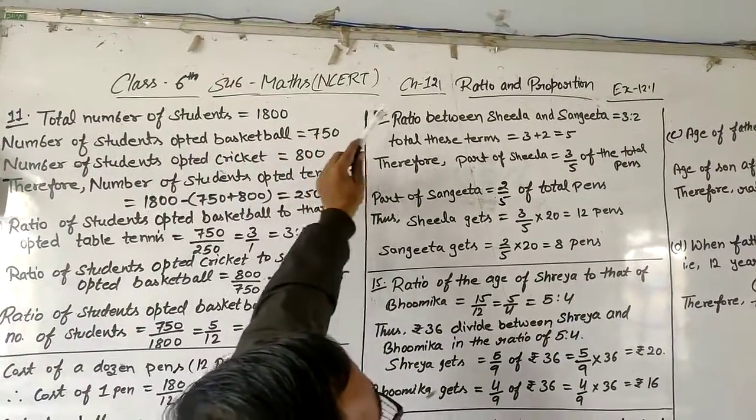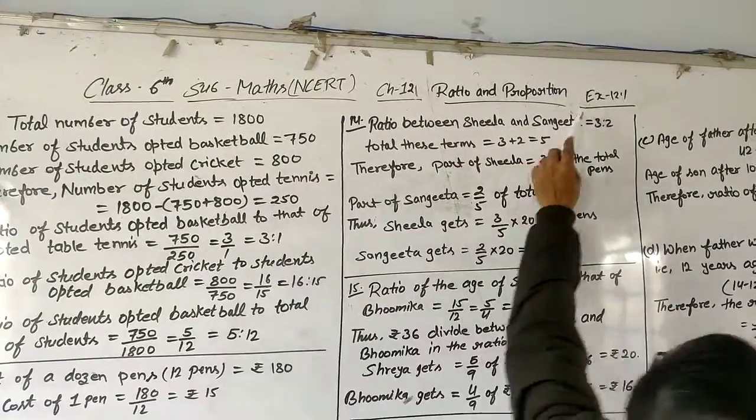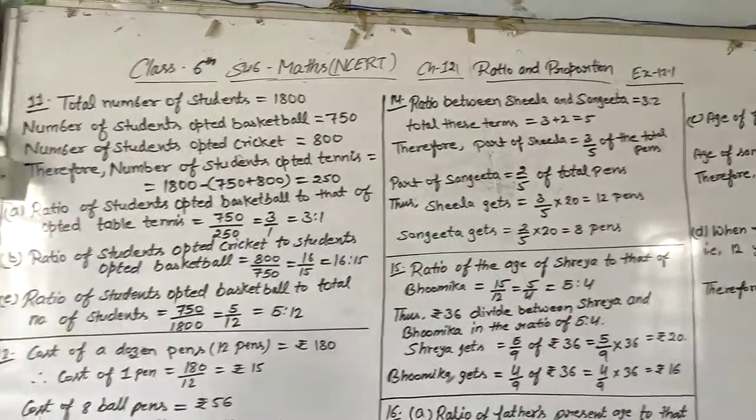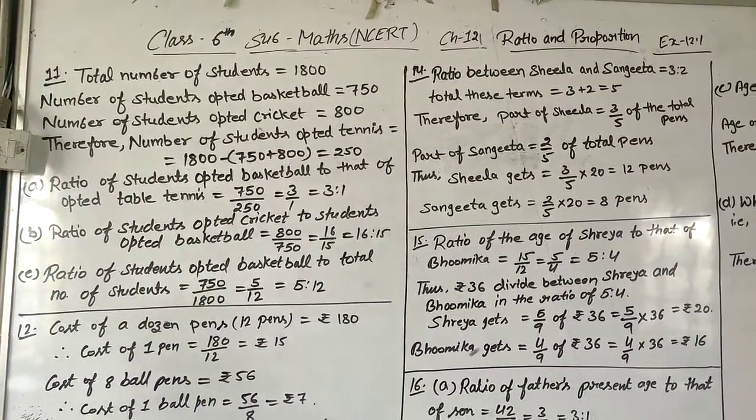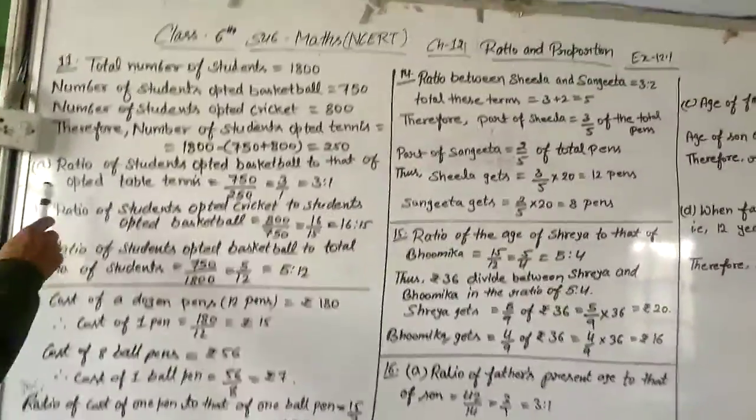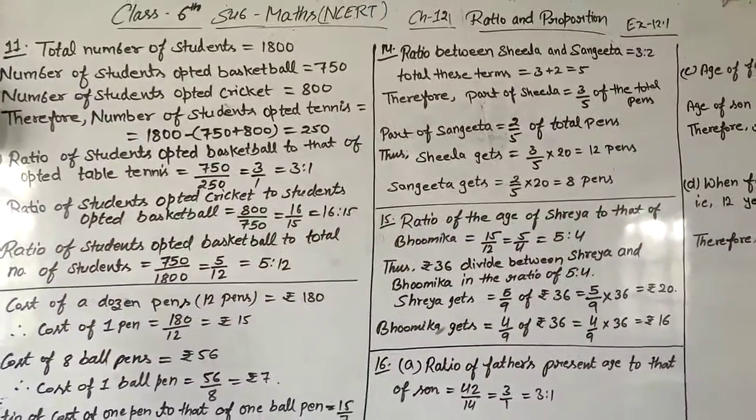Subject: Maths, NCERT. Chapter 12, Ratio and Proportion. Exercise 12.1. In the previous video we have done up to question number 10. So from this video we will start from question number 11.